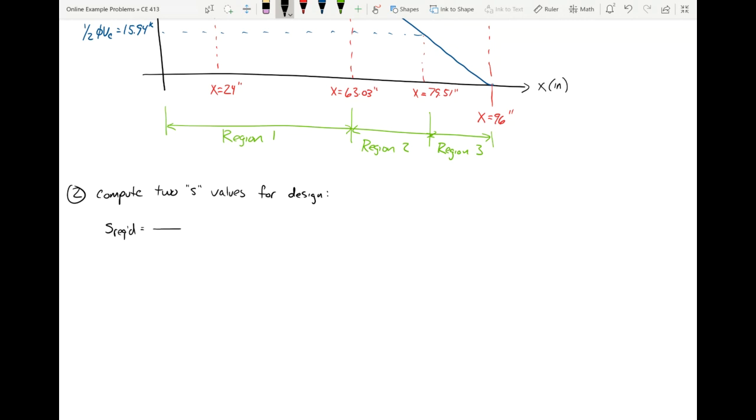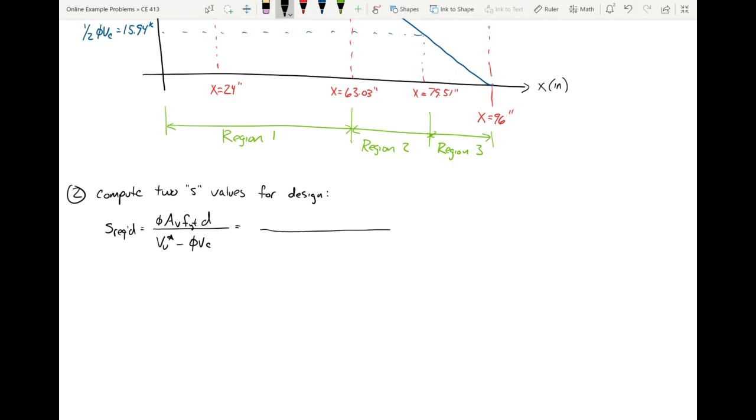S required is phi VS on the bottom, minus phi VC, and then on the top, phi, AV, FYT, and then D. And again, there's nothing really special about this equation. All this is just taking the phi VC equation, the phi VS equation, saying phi VS plus phi VC has to equal phi VN, setting phi VN equal to VU star, and solving for S. So that's all there is here. And so this is what my stirrup spacing required is at that maximum level of shear.